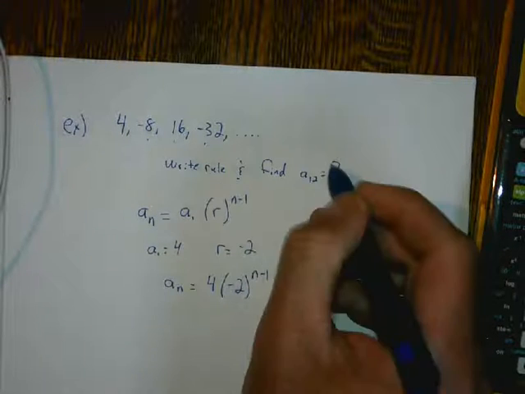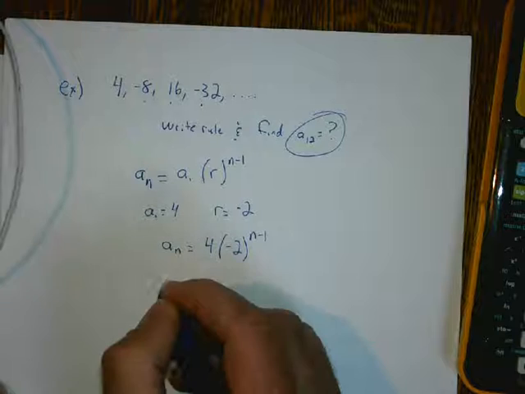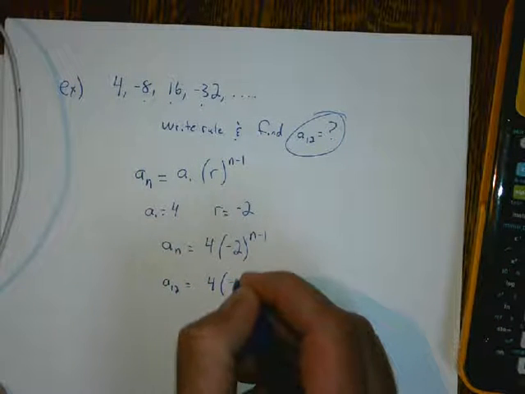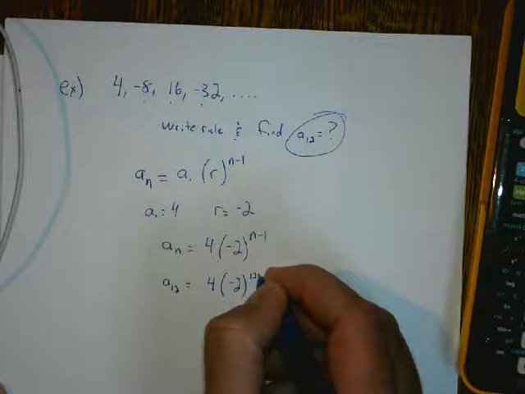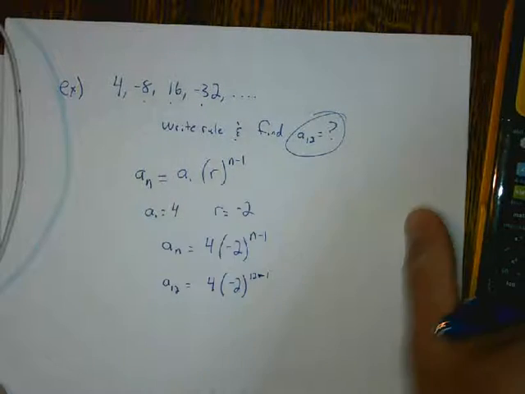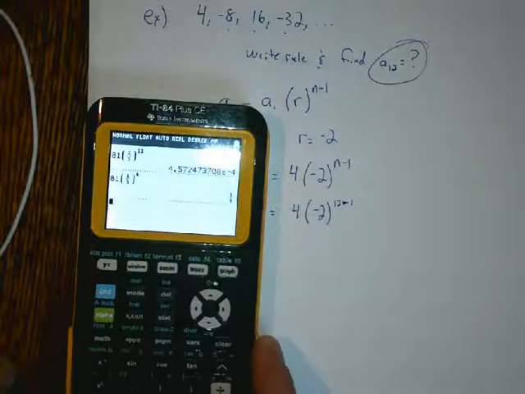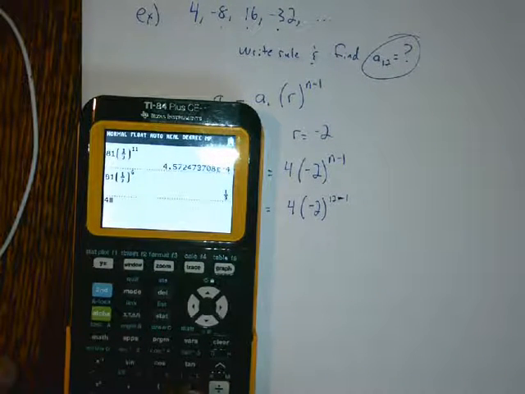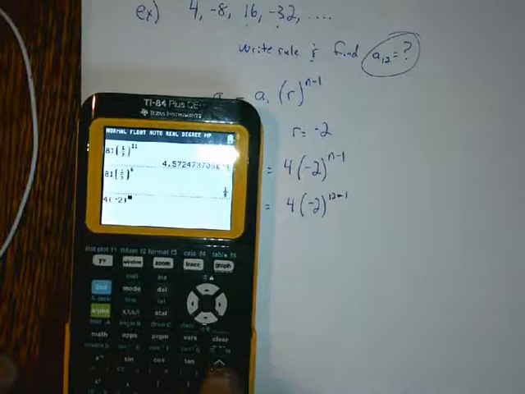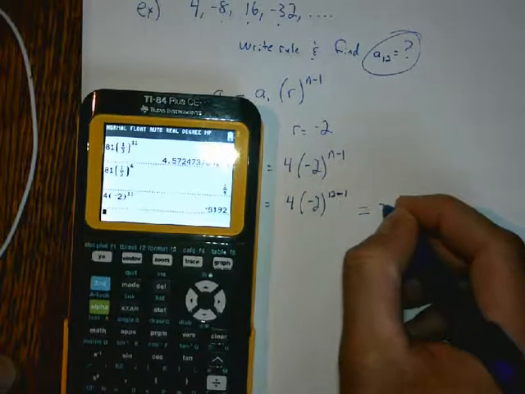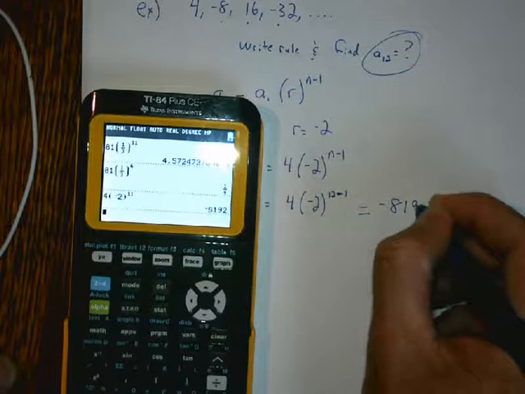And my example here was the 12th term. Again, so if I want to do what is the 12th term in the sequence? Minus 1. Go back to my calculator, and our rule, let's see here, we have 4 parentheses -2 to the 11th. And the 12th term in this sequence would be -8,192.